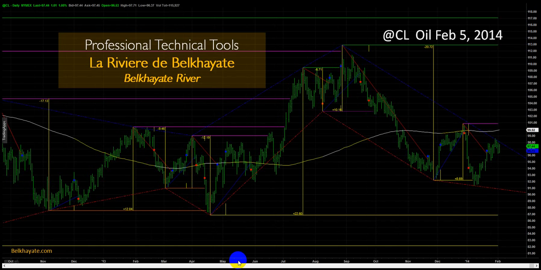The Rivière de Belkhayate is actually a tool that slices and dices bars to show horizontal, vertical, and diagonal support and resistance marks. If you notice the blue line at the top side, we're calling this an outside envelope line. It dynamically is created and follows the outside points of the movement. On the inside is the lower envelope, which creates a channel between the two, and you'll see that it's following most of the major points.